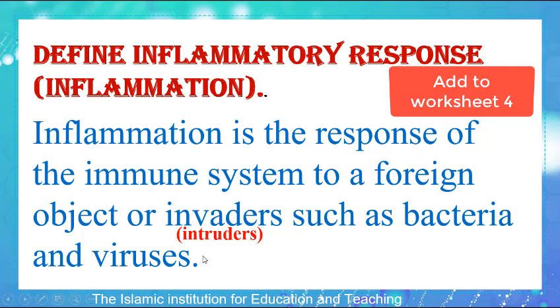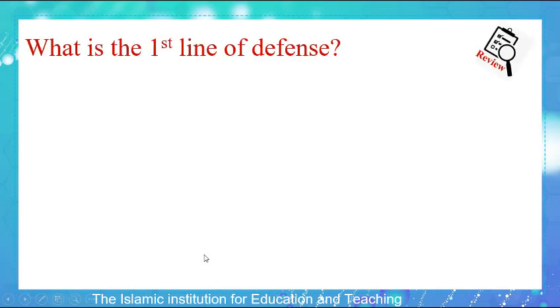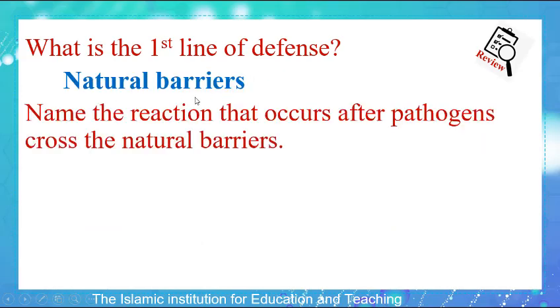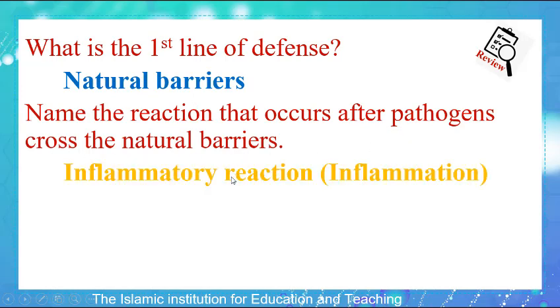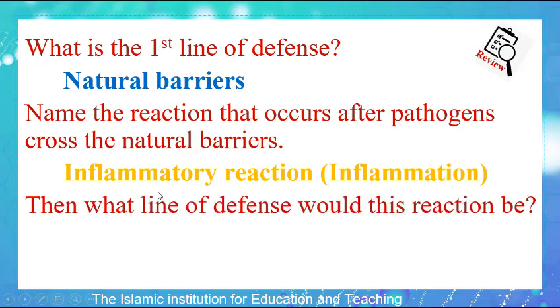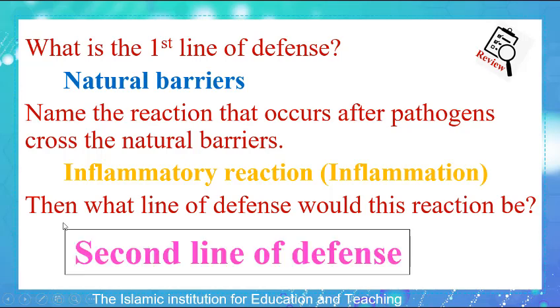Let's make a quick review. What's the first line of defense? Great! It's the natural barriers. Name the reaction that occurs after pathogens cross the natural barriers. Excellent! It's the inflammatory reaction or inflammation. Then, what line of defense would this reaction be? Great! It's the second line of defense.